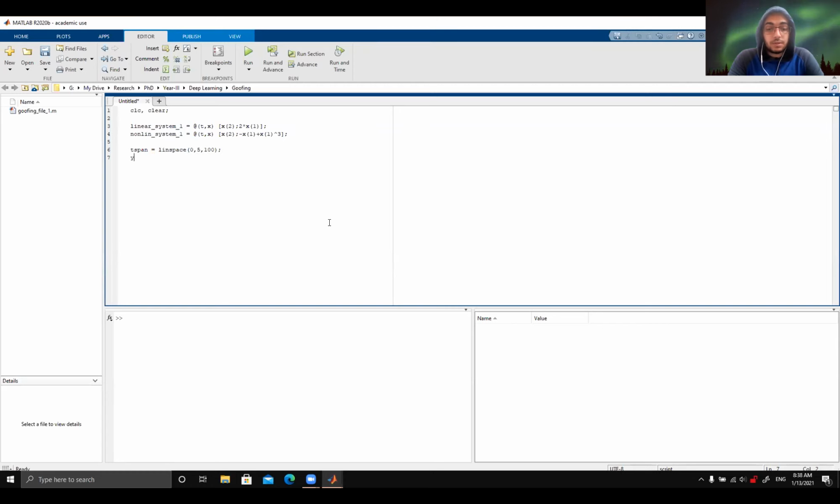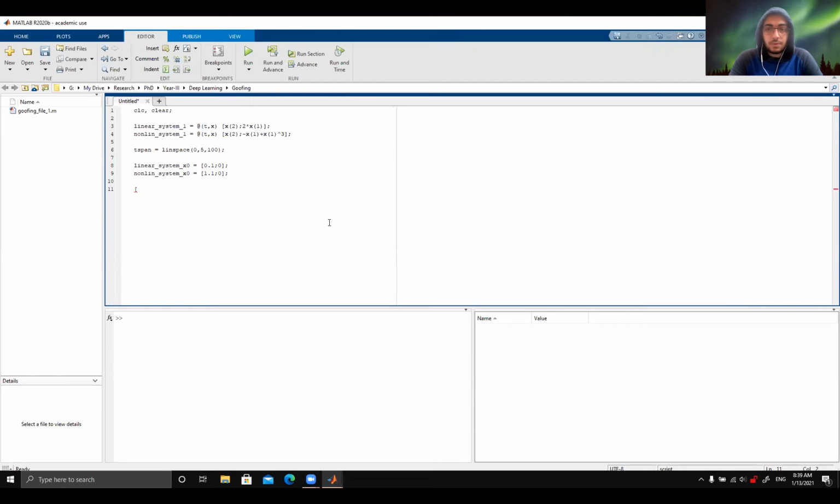Then we would like the initial condition to be a very small perturbation, let's say 0.01 and 0. This is the initial condition for the linear system, x0. And then for the nonlinear system, x0 is going to be equal to 1.1 and 0.